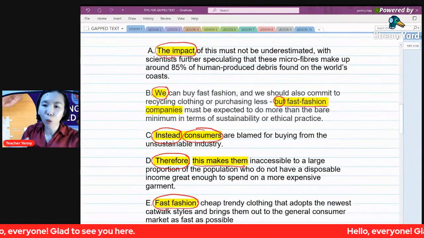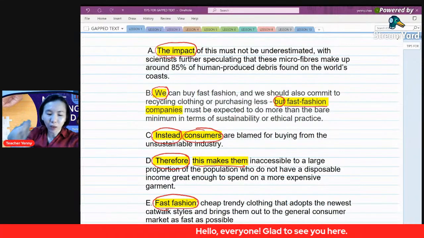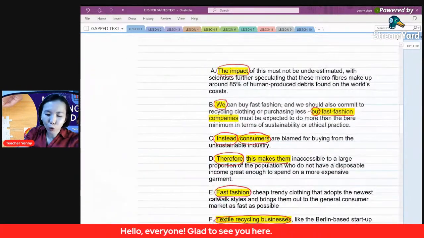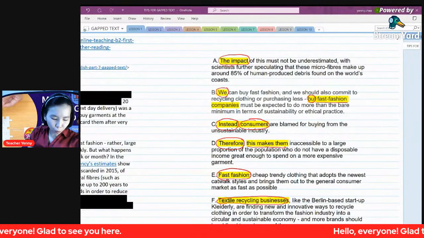So now, what do you need to do around the gap? Okay, that is the third step, right? Around the gap. Okay, I will do one for you. Let me find the sticky notes.